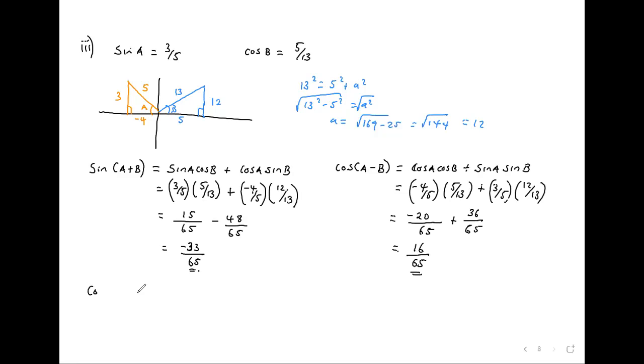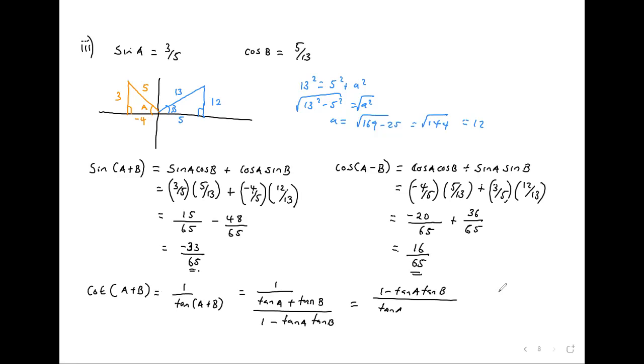We can also do for cos A minus B, which is equal to cos A cos B plus sine A sine B, cos B is 5/13. So negative 20 over 65 plus 8. Sign would be negative 60.